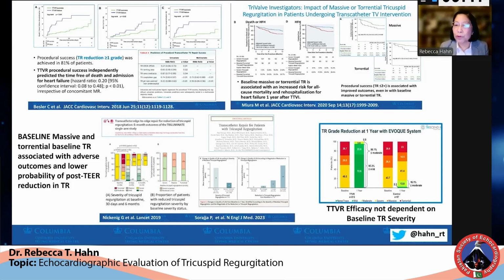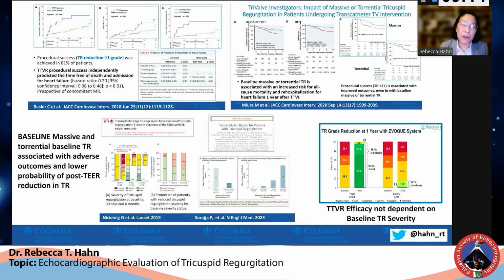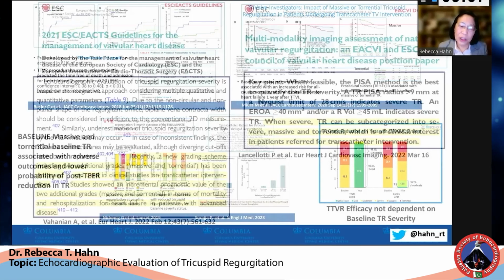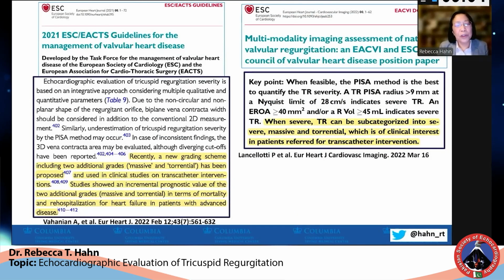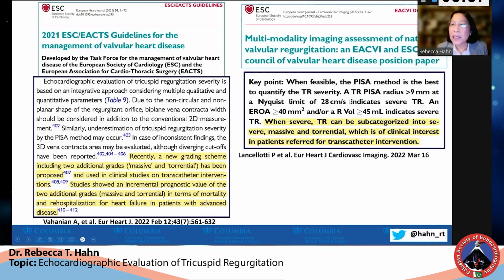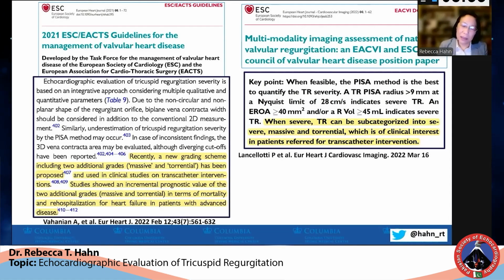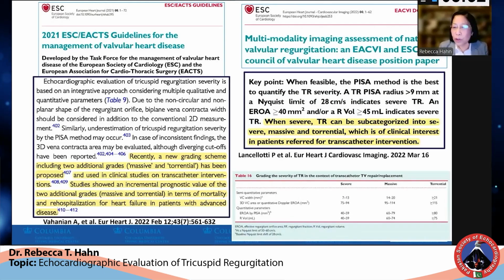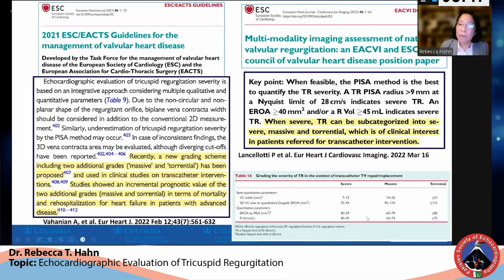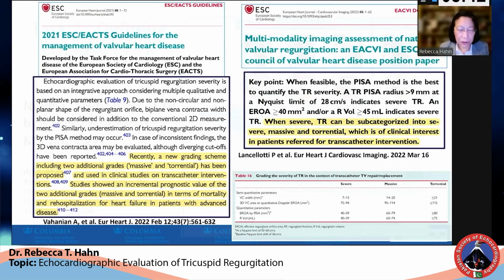They are able to reduce to moderate or less in almost 100% of patients. Now, because of the graded response for the TEER devices, the two European guidelines have mentioned the use of the massive and torrential grading scheme, with the EACVI multimodality imaging guidelines suggesting that we use the increasing grades of severe, massive, and torrential when evaluating patients for transcatheter device therapy.